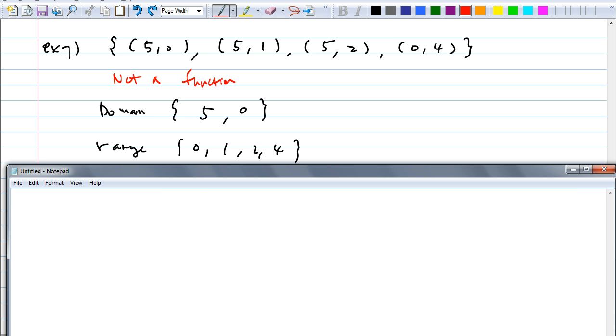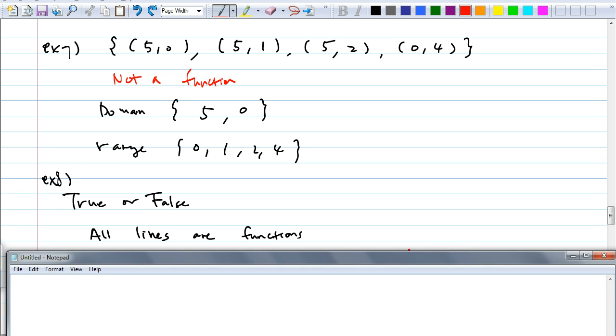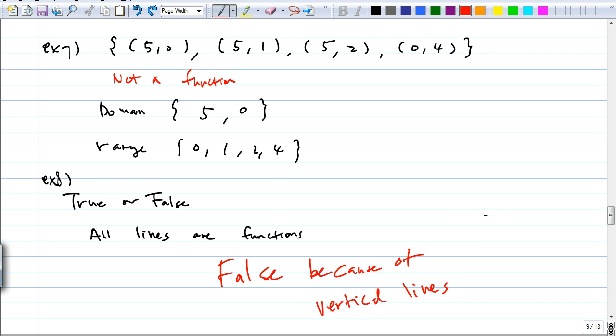All right, a couple more. True or false? All lines are functions. You're right, it's false. Why? It's because of x equals, because of the vertical line. A vertical line is not a function because you could draw a vertical line on that vertical line. It's going to hit it more than once, obviously.